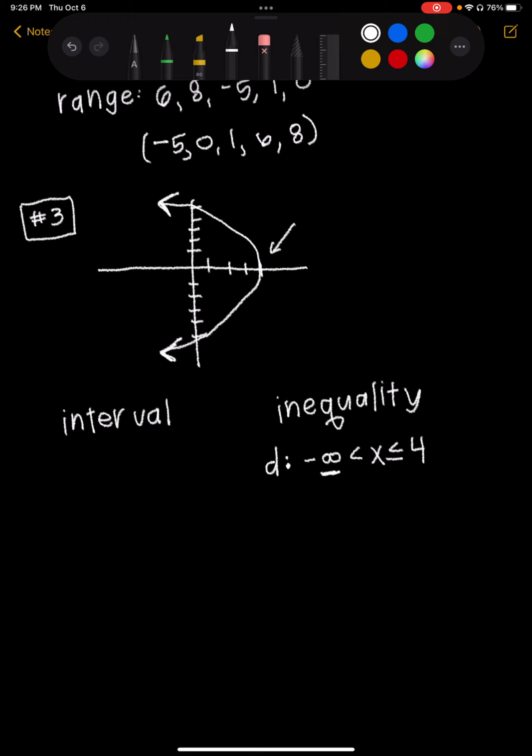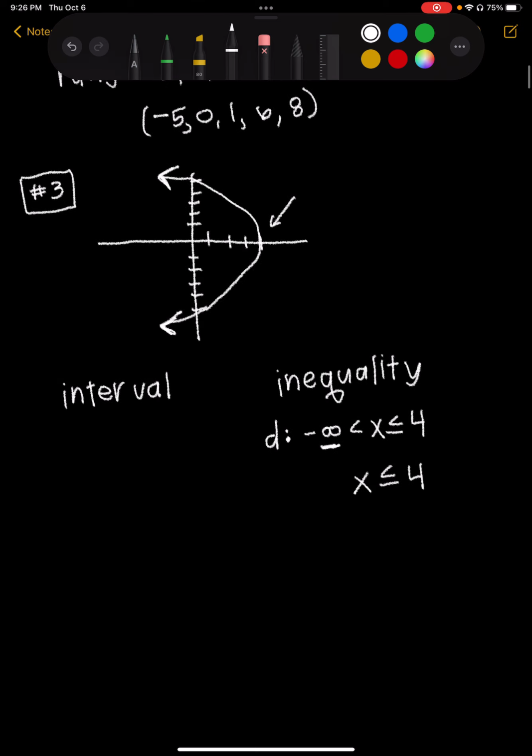Because of this negative infinity right here, I could actually just write that x has to be less than or equal to 4, which just means that 4 is the highest point that it can get to. It can go as low as it wants to, but it can only get to 4. Then for my range in inequality notation, remember, range is y values. So instead of looking at the leftmost x to the rightmost x, we're going to look at the very bottom y to the very top y.